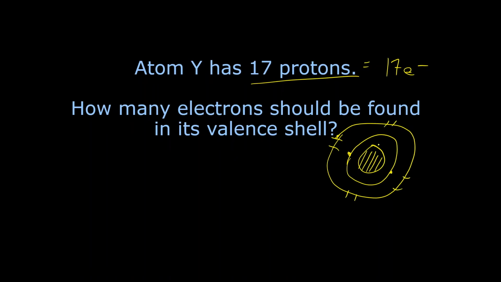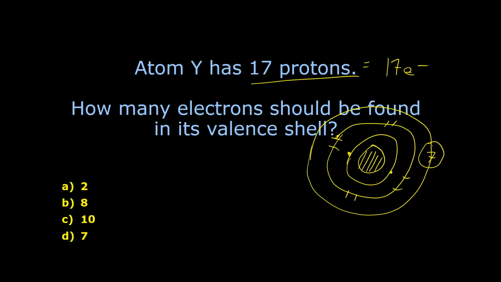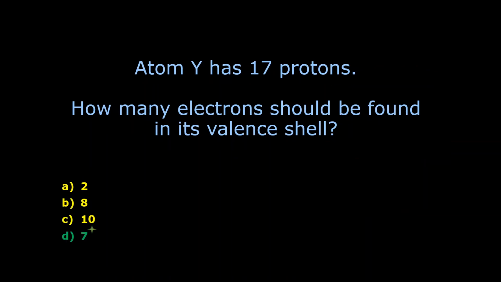right? That gives us 10 total. We're still lacking 7. And those can all fit in the last shell, so I'll just cheat and put 7. 7 should be our answer. That's how many electrons are in the outer shell. 7. Yep, there's 7. And let's see. We got it.